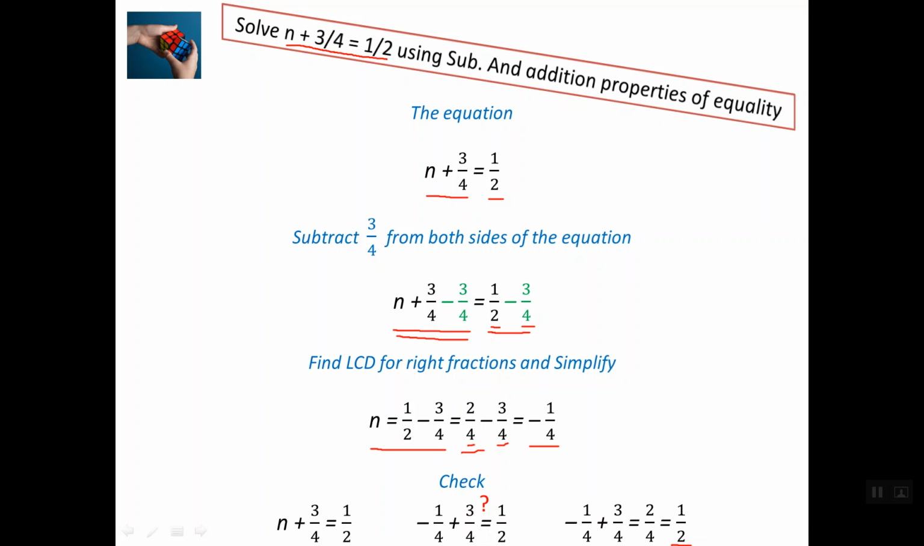So we conclude that the value of n, which is equal to minus 1/4, is a solution for this linear equation, which is n plus 3/4 equal to 1/2. That's all about solving the linear equation by using the subtraction and addition properties of equality.